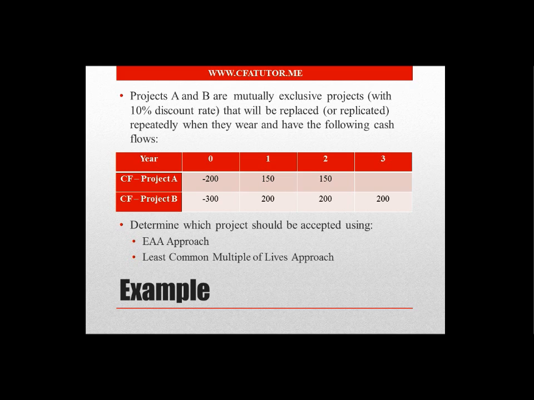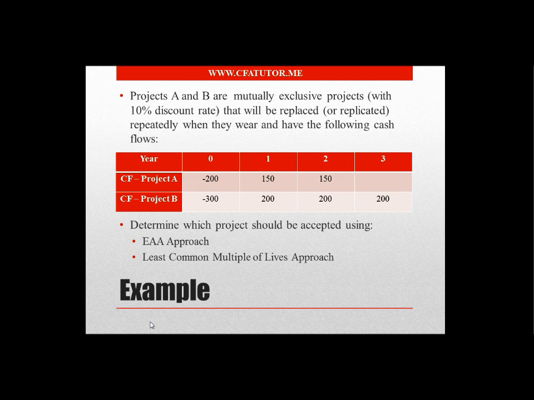If we go to the example that's available here, projects A and B are mutually exclusive with a 10% discount rate, and will be replaced when they end, and have the following cash flows. So project A has 2 years of cash flows, project B has 3 years of cash flows, and we should determine which of those two projects will be accepted under each method.